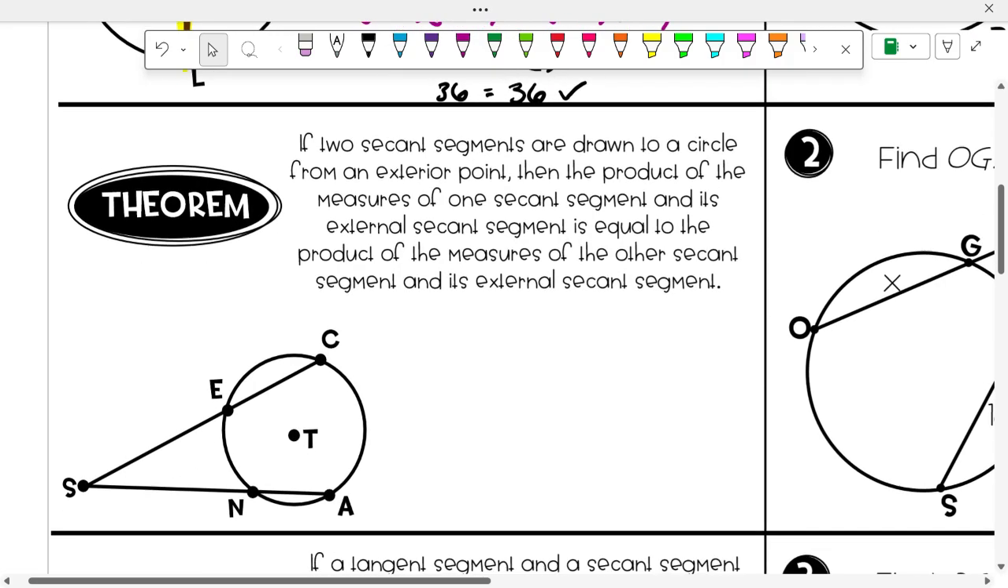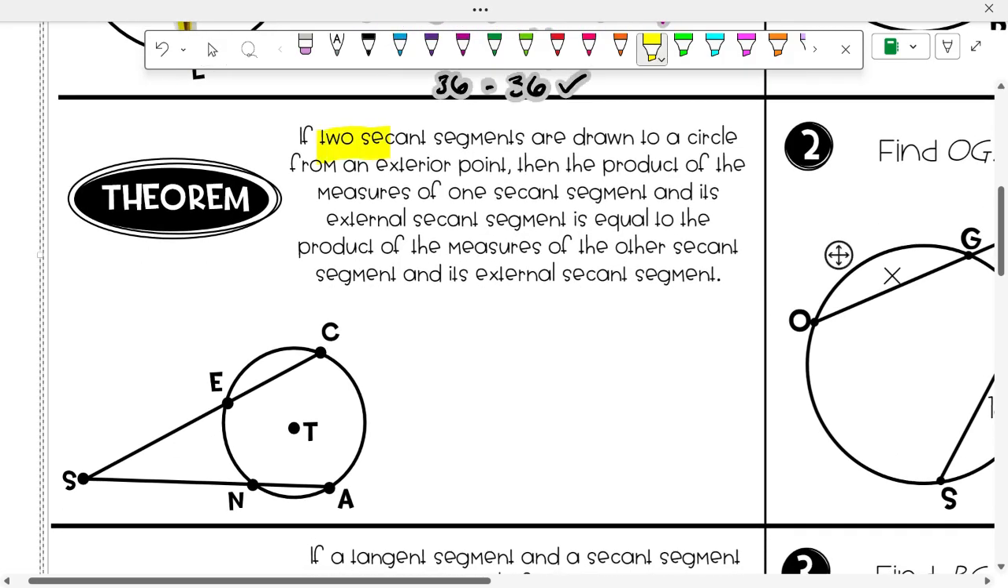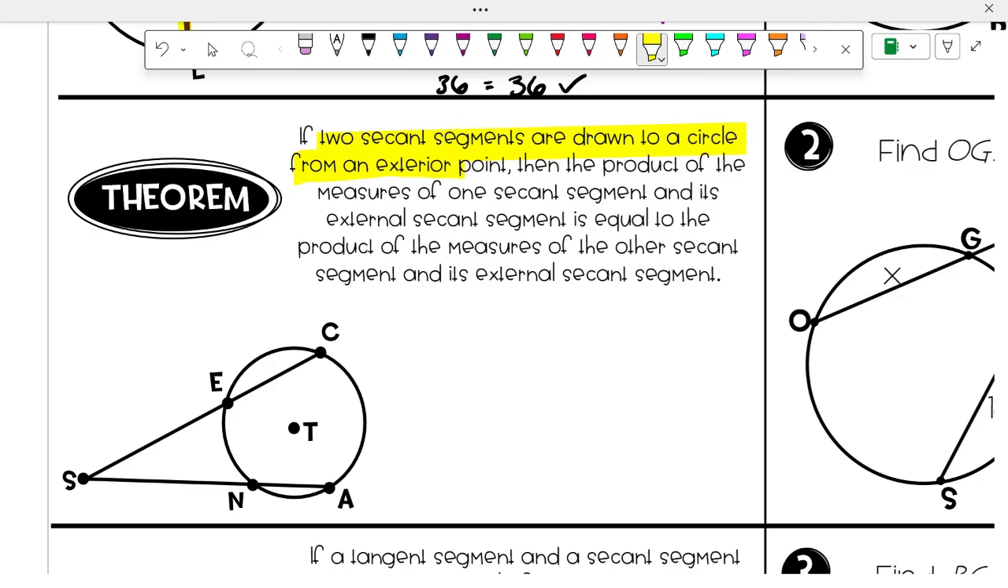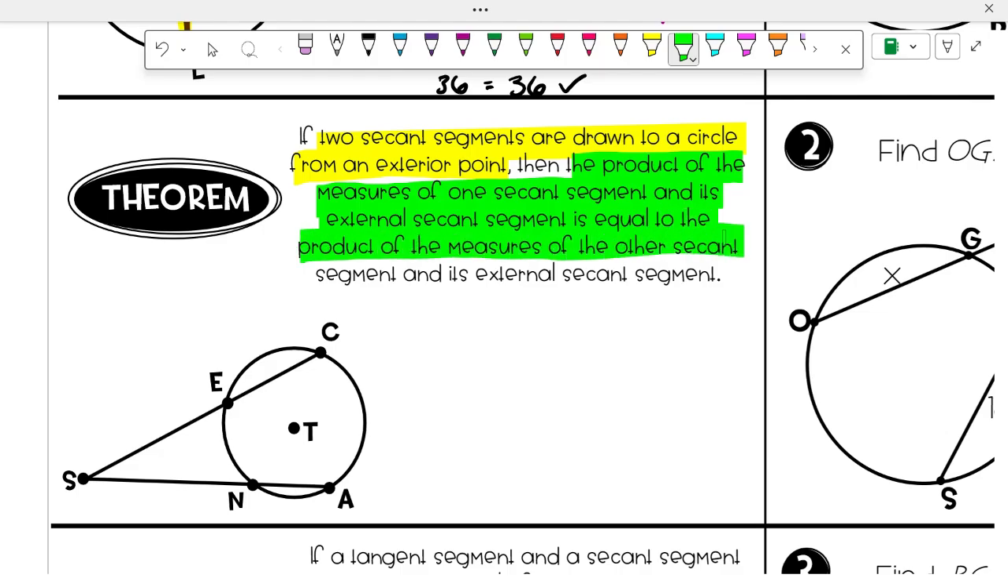So this theorem states that if two secant segments are drawn to a circle from an exterior point, in other words, they intersect outside the circle, the product of the measures of one secant segment and its external segment is equal to the product of the measures of the other secant segment and its external segment. That's a mouthful. Let me just explain in layman's terms what that means.